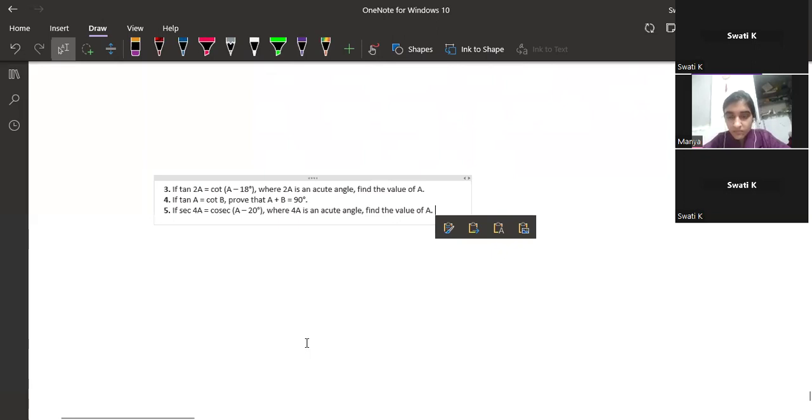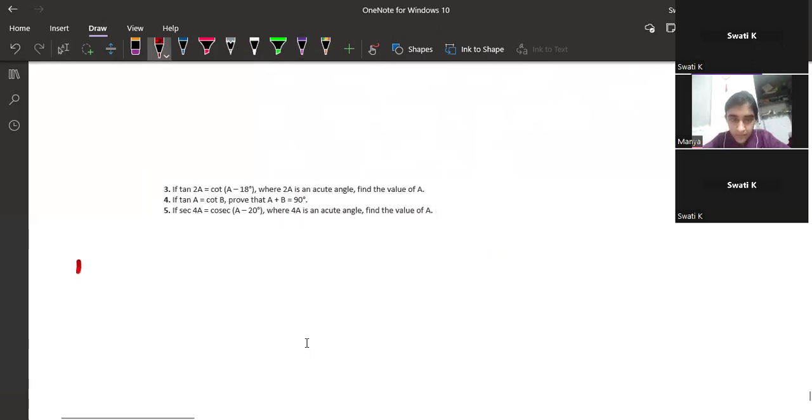So question number 4. Now tell me, what does the question say? Is it a proof question? Is it a find the value question? What is it? Proof. Okay, can you read the question? If tan A equals cot B, prove that A plus B equals 90.